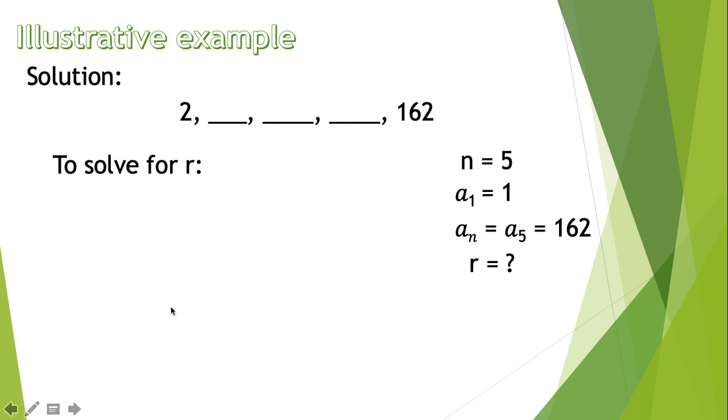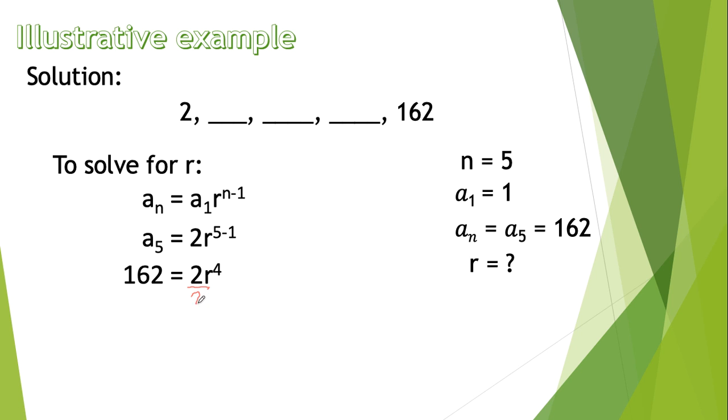Now, to solve for r, let's substitute all the values in our formula. a sub 5 is equal to 2 times r to the power of 5 minus 1. Now we know already what a sub 5 is, and that is 162. And then we solve the exponent 5 minus 1, that is 4. Next, we transpose 2 to the opposite side of the equation by dividing both sides by 2. 2 divided by 2 is 1, and 162 divided by 2 is 81.